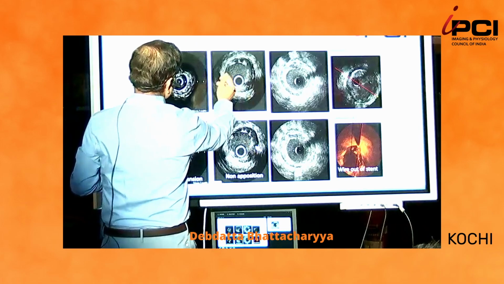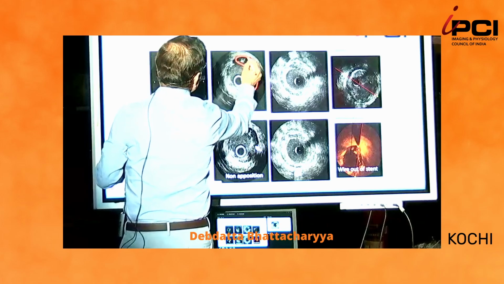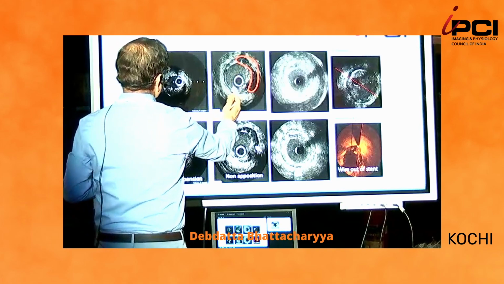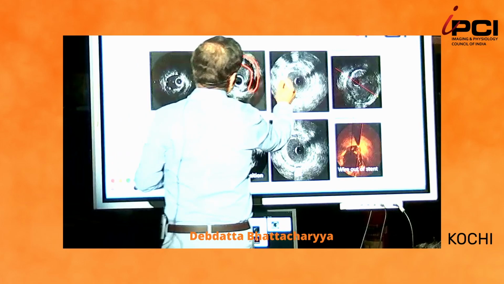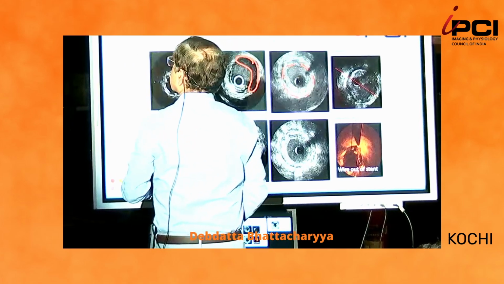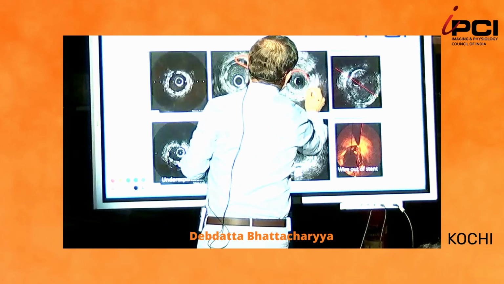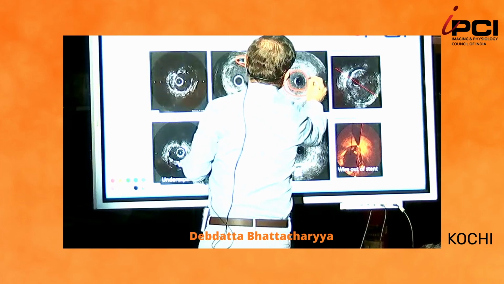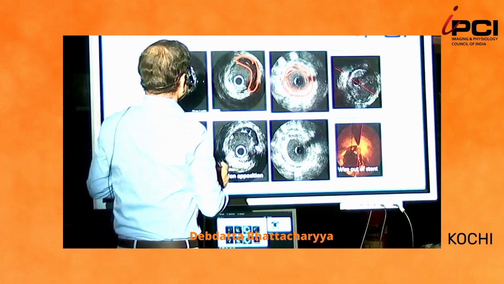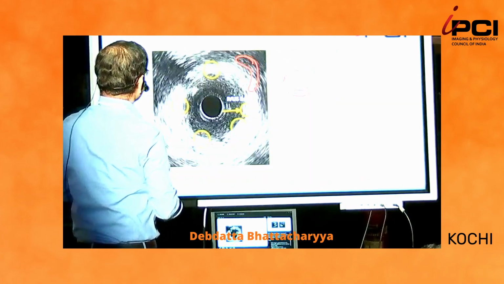And here is a case of non-apposition. You can see as we are going up, so this is a pullback. Watch this area. You can see that there is a gap between the stent strut and the intima. So that is non-apposition. And if you look at this, the stent struts are here, and then there is an area out of the stent strut like that, and that is the neointimal hyperplasia that has caused the in-stent restenosis.